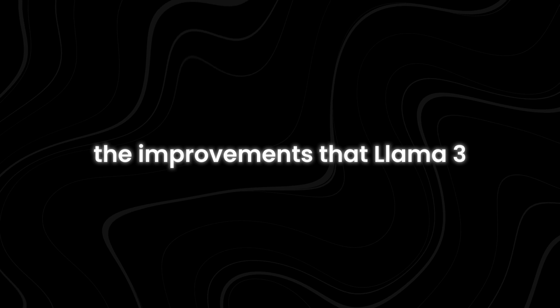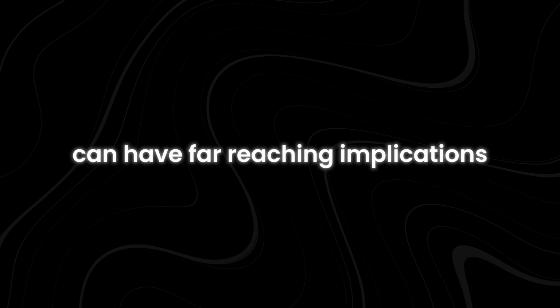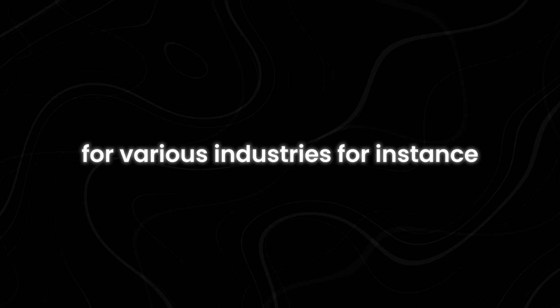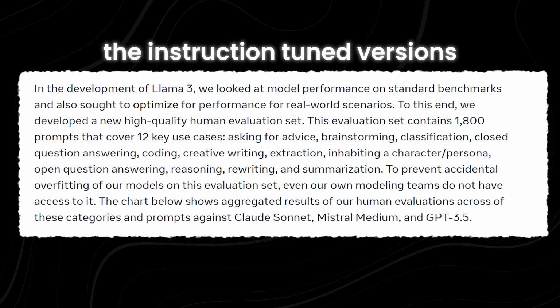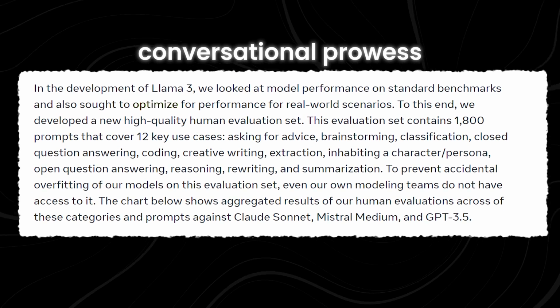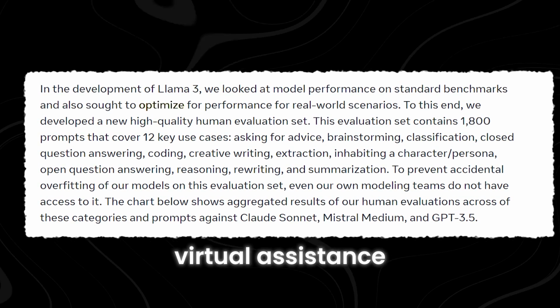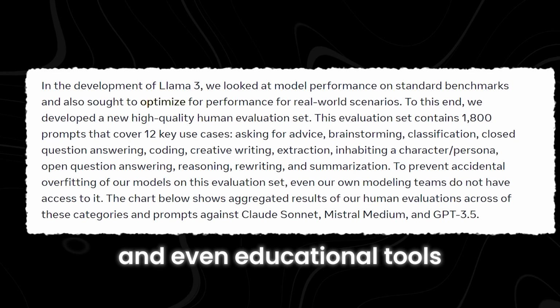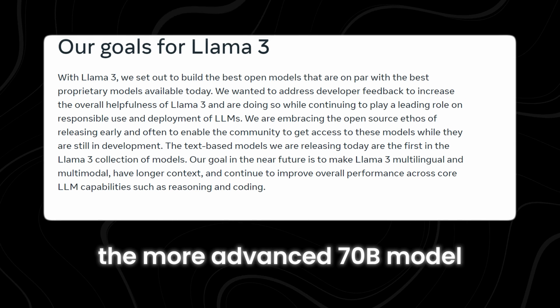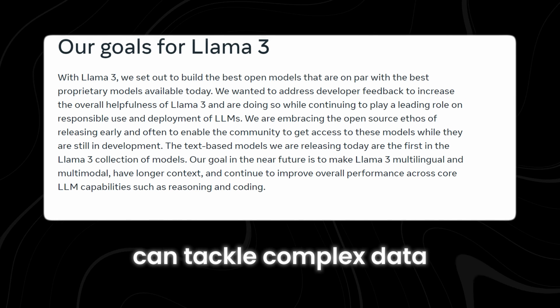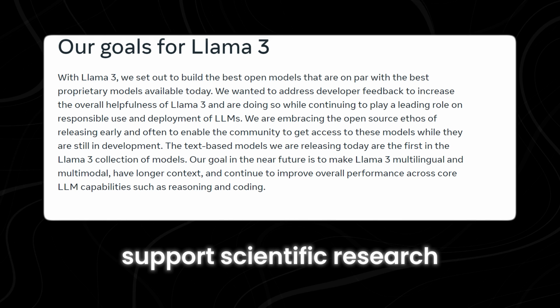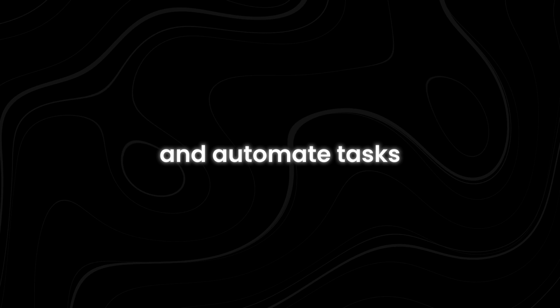The improvements that Llama 3's new models bring can have far-reaching implications for various industries. For instance, the instruction-tuned version's conversational prowess opens up possibilities for enhanced customer service, virtual assistants, and even educational tools. On the other hand, the more advanced 70B model can tackle complex data analysis, support scientific research, and automate tasks in ways that were previously impossible.